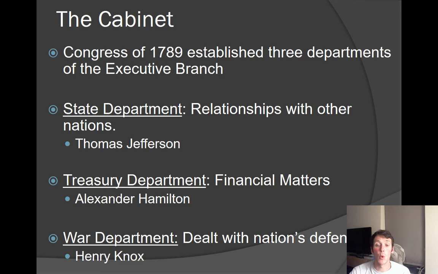So you also have the War Department. The War Department is basically the Secretary of Defense today. The War Department is going to change its title after World War II to the Defense Department, but the man named Henry Knox is going to be the one who takes charge of that.